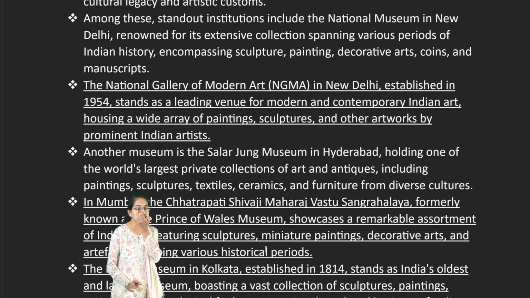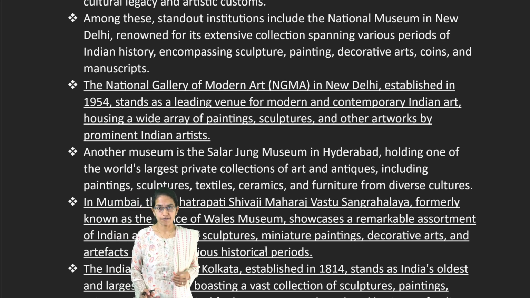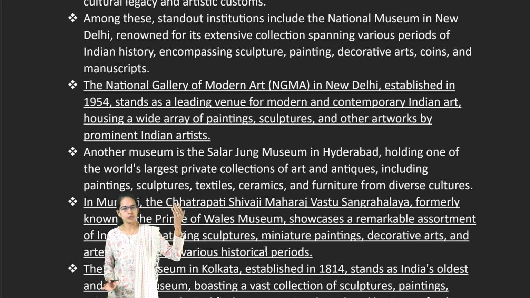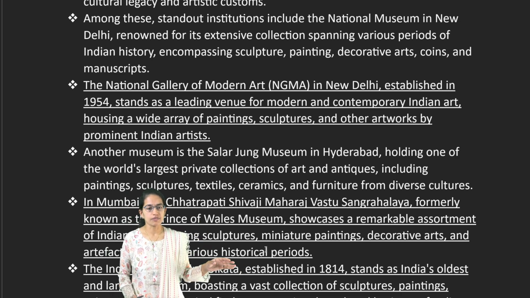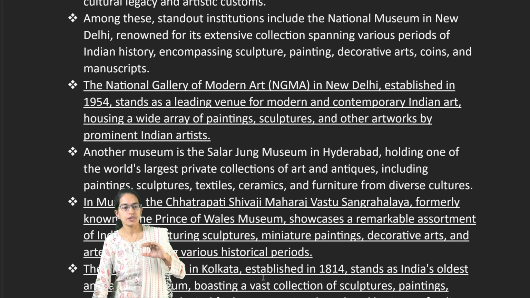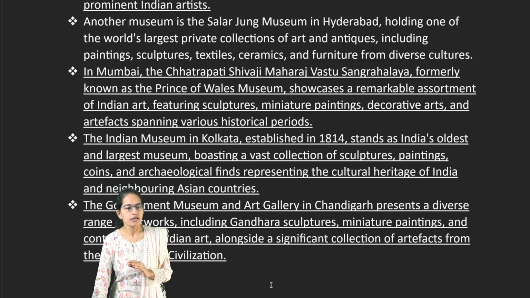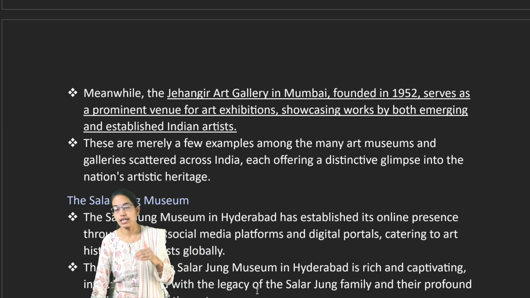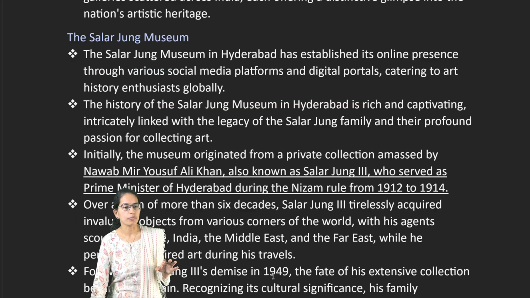As we have already talked about the National Gallery of Modern Art in Delhi, we also have some other important museums. For example, in Mumbai, it is the Chhatrapati Shivaji Maharaj Vastu Sangrahalaya. Then we have the Indian Museum in Kolkata, where we have a vast collection of sculptures and archaeological remains. In Chandigarh, the Government Museum and Art Gallery, which has remains from the Indus Valley civilization. Similarly, the Jahangir Art Gallery in Mumbai has art exhibitions of prominent value.